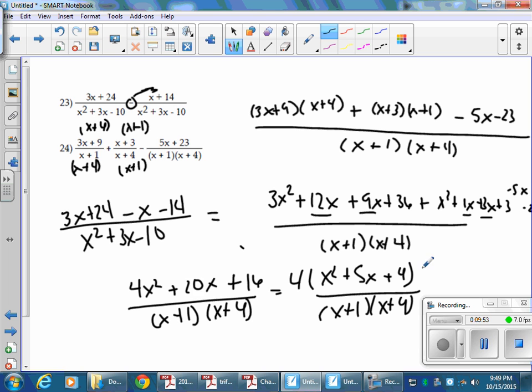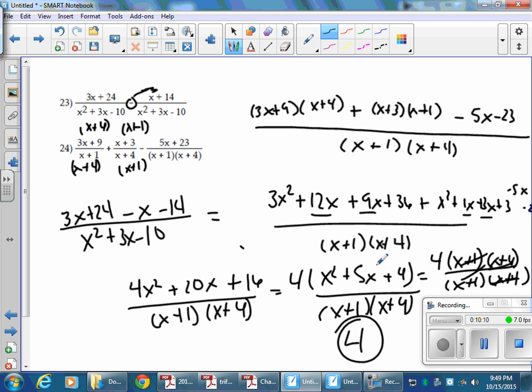This factors, so I have 4, and then this factors to x plus 1, x plus 4. And the bottom is x plus 1, x plus 4. So the x plus 1's cancel, x plus 4's cancel. My answer to this problem, after all that work, is just 4. Doing all of this, you just get 4.